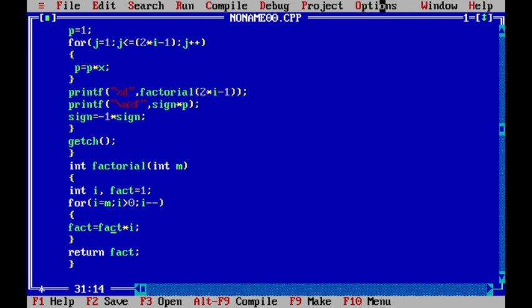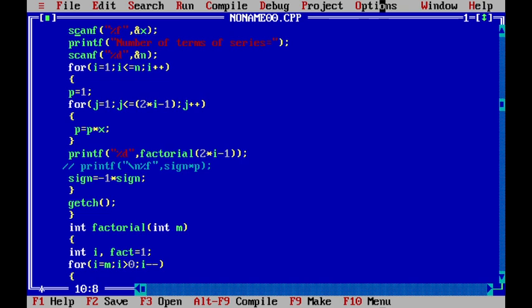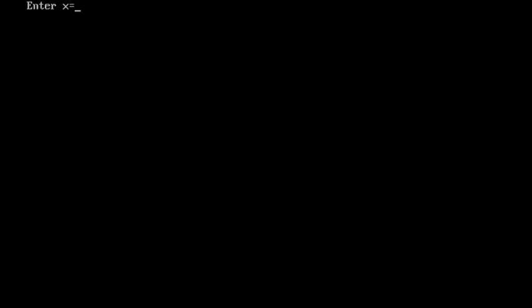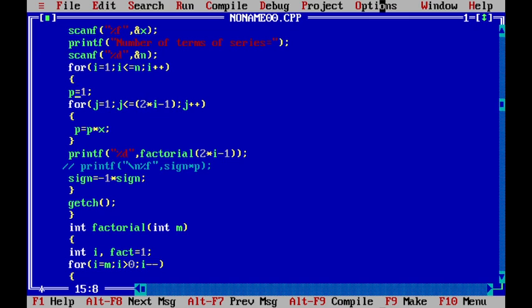So what is the factorial? It is m, m minus 1, m minus 2, up to 1. So return fact. Now if we want to just print factorial, so if we compile this, okay, and if we run, say x is 2 and say 4, okay, new line, we want to print this factorial on a new line.